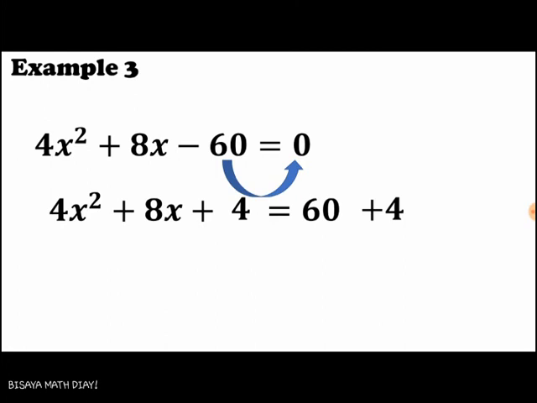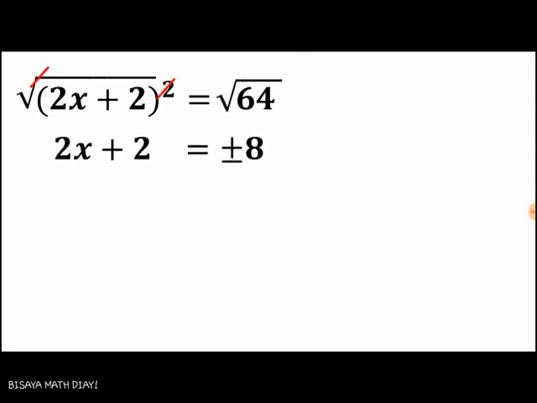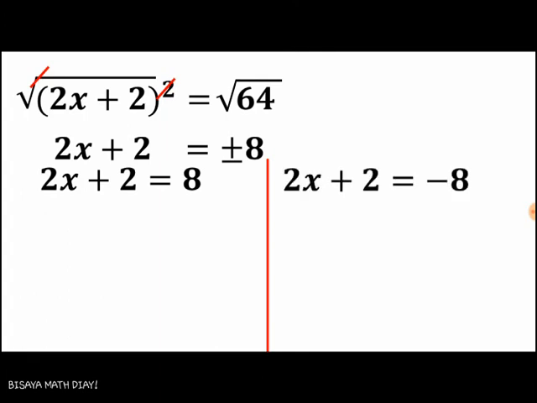So we reduce it to its binomial form. That is 2x plus 2 square, that is equal to 64. Take the square root on both sides, cancel out. 2x plus 2 is equal to plus minus 8. Two solutions again. 2x plus 2 is equal to 8. Yeah, 2x plus 2 is equal to negative 8.